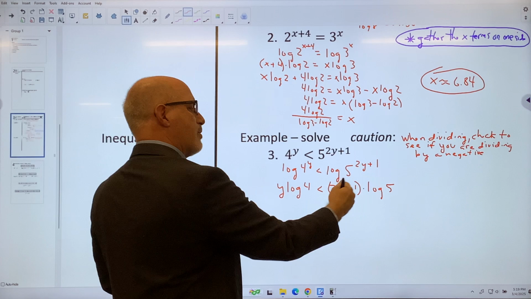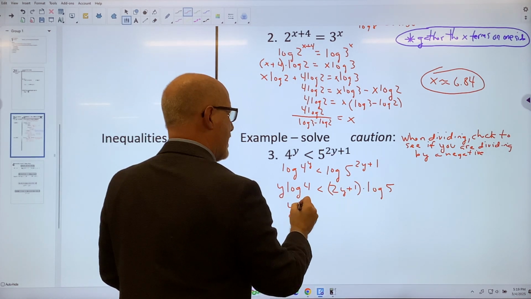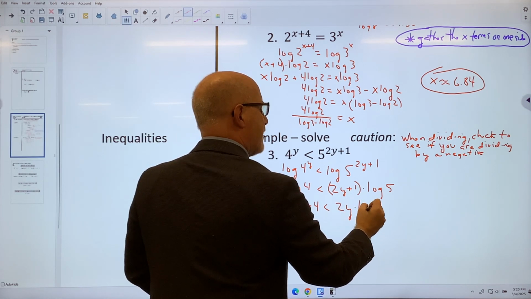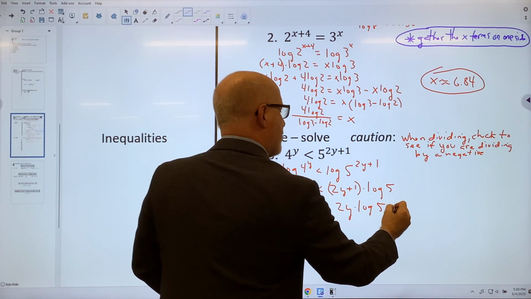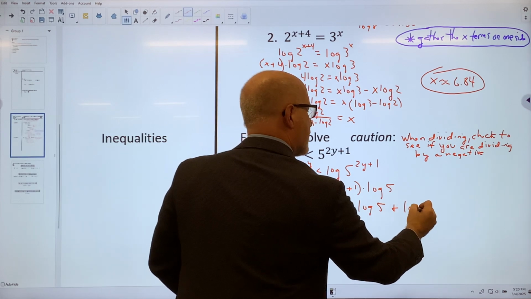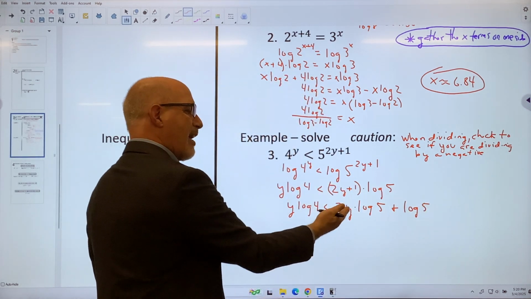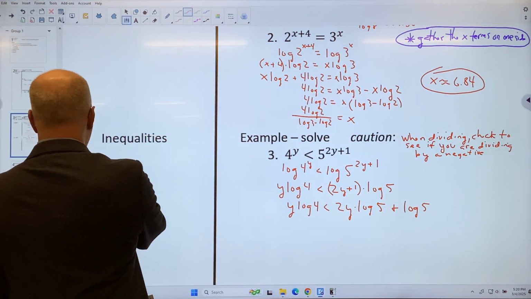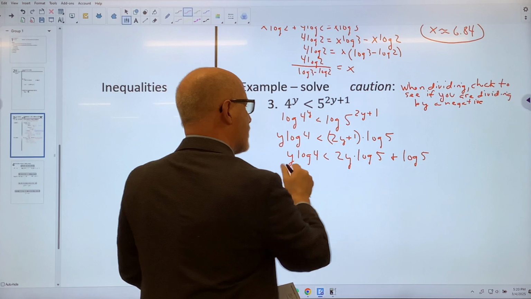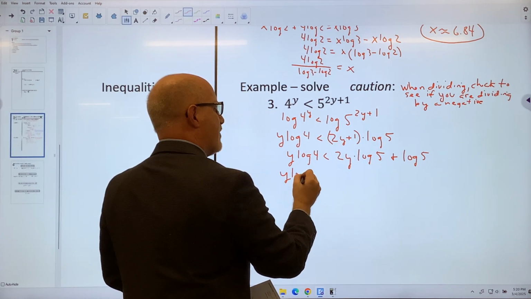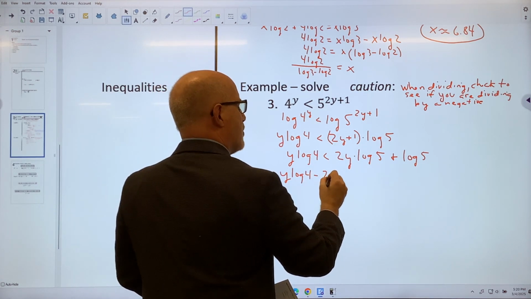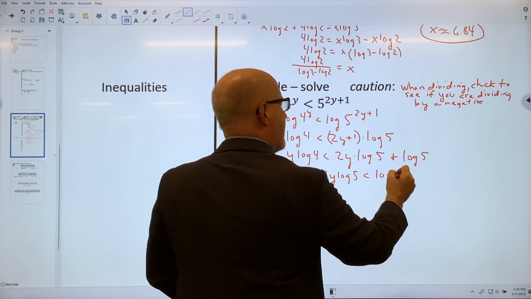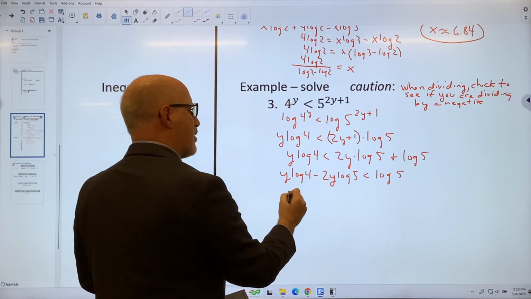Now I'm going to distribute the log of 5 through on this one, so y times log of 4 is less than 2y times log of 5 plus 1 times log of 5, which is just log of 5. Now I'm going to gather the y terms together, so I'm going to bring this y term over to the other side. So y times log of 4 minus 2y times log of 5 is less than log of 5. And now I can factor out a y.